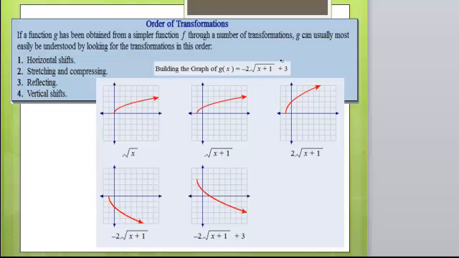Then you look at your vertical shifts. We have a +3 out here. Because of that +3, it takes this graph and moves it up 3 units. That's why it starts here. So this would be the final graph of that function.